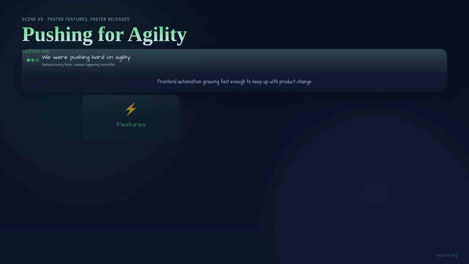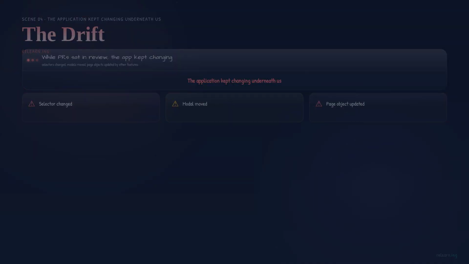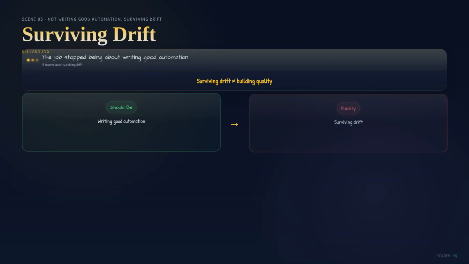We were pushing hard on agility. We wanted features moving faster, releases happening more often, and front-end automation growing fast enough to keep up with product change. But while those pull requests sat in review, the application kept changing underneath us. A selector would change, a modal would move, a shared page object would get updated by another feature. So the job stopped being about writing good automation. It became about surviving drift.